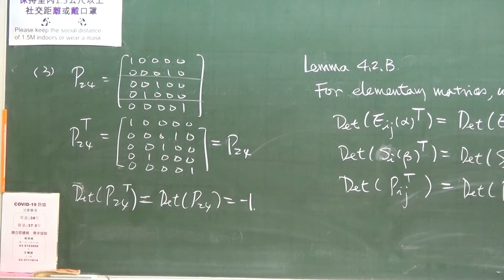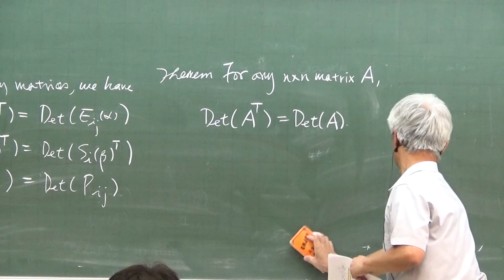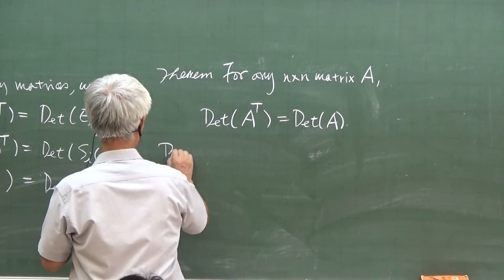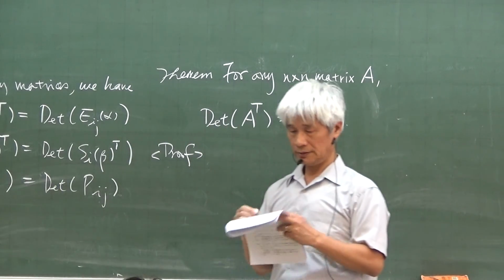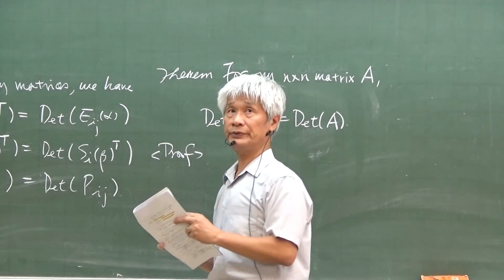Alright, so we have this. And our target is that now we are able to prove the theorem for any n by n matrix A: the determinant of its transpose is equal to the determinant of A. I just give a few words and then we'll complete the proof next week.